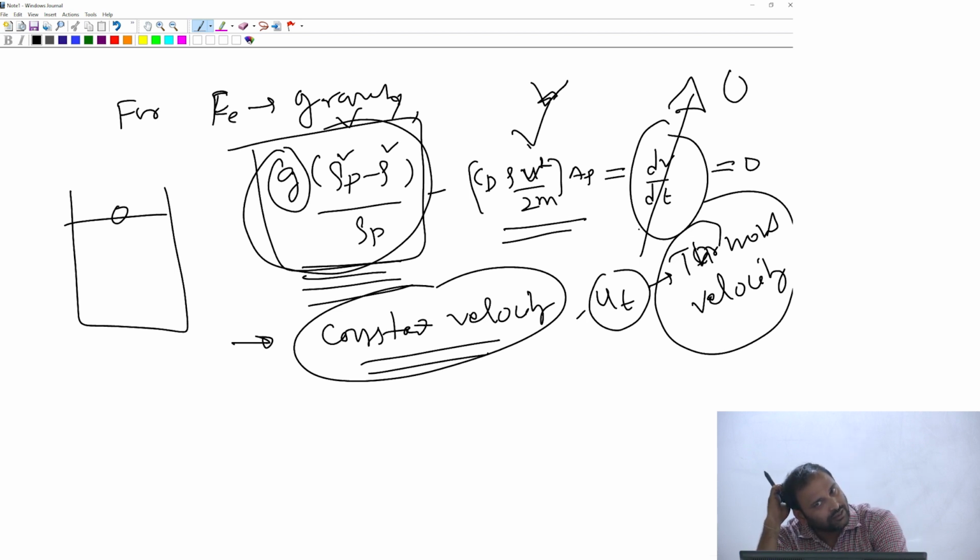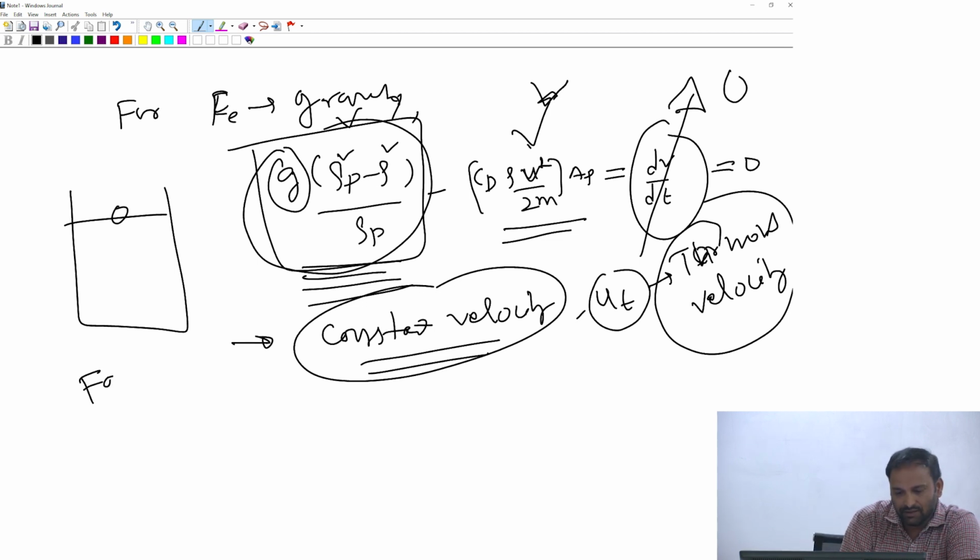We looked at the application of this terminal velocity concept when we looked at the measurement of viscosity of the fluid. We looked at different cases of measurement of viscosity, and there is one case called the falling ball viscometer.